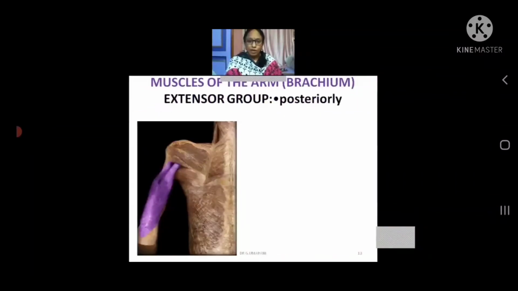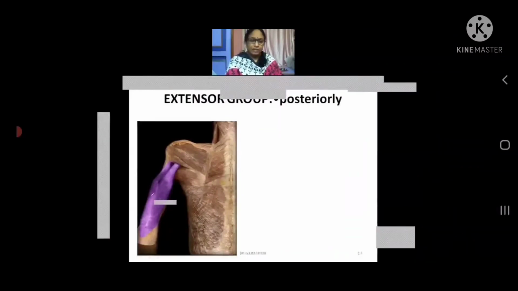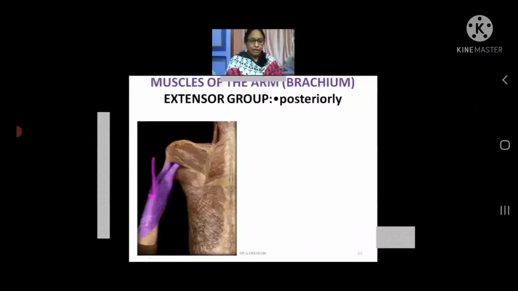So coming to the posterior compartment, also known as the extensor compartment. Here we can see this large muscle. Only one single muscle is located in this posterior compartment. This is known as the triceps. It gets the name triceps because it arises from three heads: the long head, lateral head, and medial head. So these three heads are present for the triceps muscle.